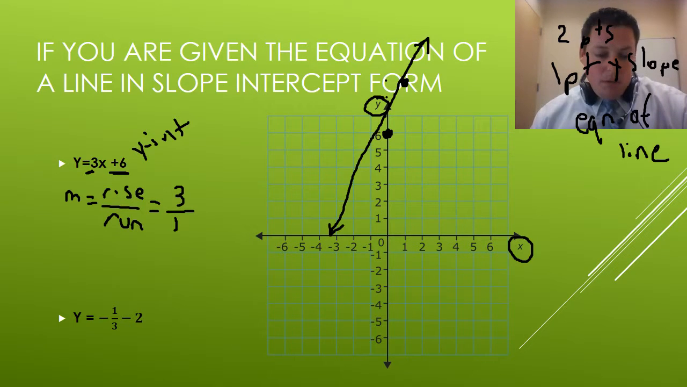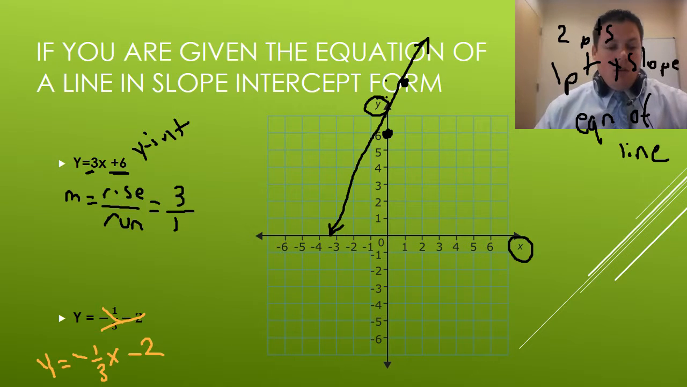The second problem here, I forgot to write the x in there, so we're going to write negative 1/3 x. So remember, we need to have an x and a y for it to be an equation. So here's our equation. Our y-intercept is negative 2, so that means it's going to be down here. Crosses the y-axis at negative 2. And our slope is negative 1/3.